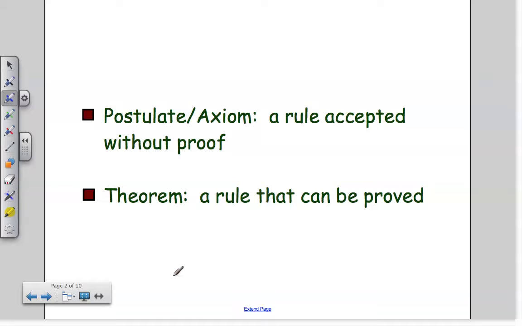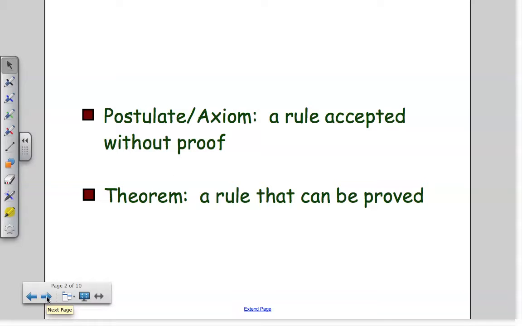Two basic terms that we need to identify because we're going to deal with them all year. First of all, a postulate or an axiom is a rule that's accepted without proof. It's more of a common sense statement than it is a formal rule, because a formal rule is a theorem. It's a rule that can be proved. Theorems, we can use previous postulates, previous axioms, and our undefined terms, points, lines, and planes to prove theorems and say that they are for sure true. Postulates and axioms we kind of accept without a formal proof because it seems more common sense.